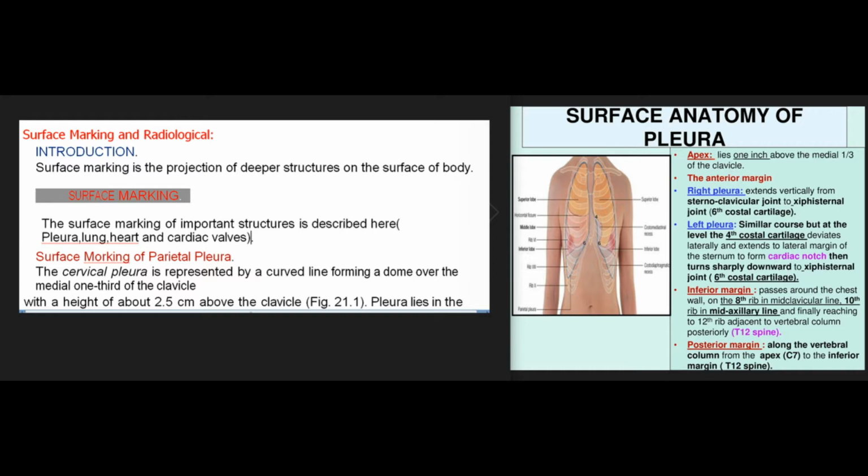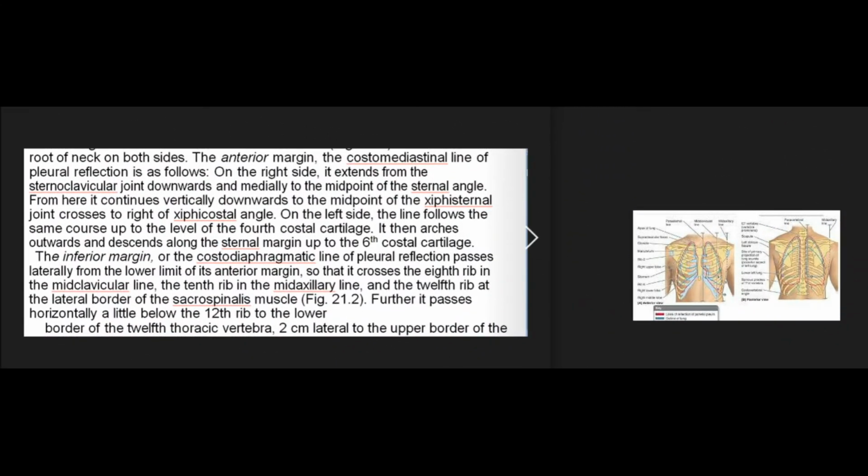The cervical pleura is represented by a curved line forming a dome over the medial 1/3 of the clavicle with a height of about 2.5 cm above the clavicle, Fig 21.1. Pleura lies in the root of the neck on both sides. The anterior margin, the costomediastinal line of pleural reflection, is as follows: on the right side, it extends from the sternoclavicular joint downwards and medially to the midpoint of the sternal angle. From here it continues vertically downwards to the midpoint of the xiphisternal joint, crosses to the right of the xiphicostal angle.